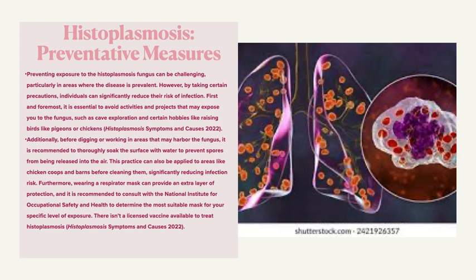Additionally, before digging or working in areas that may harbor the fungus, it is recommended to thoroughly soak the surface with water to prevent spores from being released into the air. This practice can also be applied to areas like chicken coops and barns before cleaning them, significantly reducing infection risk. Furthermore, wearing a respirator mask can provide an extra layer of protection, and it is recommended to consult with the National Institute for Occupational Safety and Health to determine the most suitable mask for your specific level of exposure. There isn't a licensed vaccine available for histoplasmosis yet.